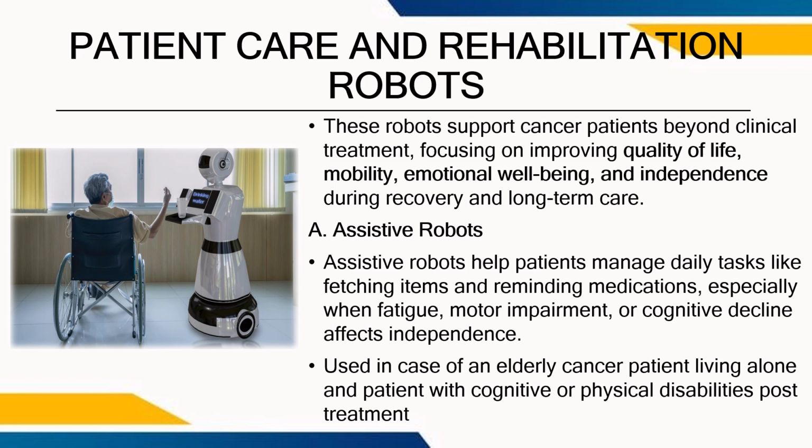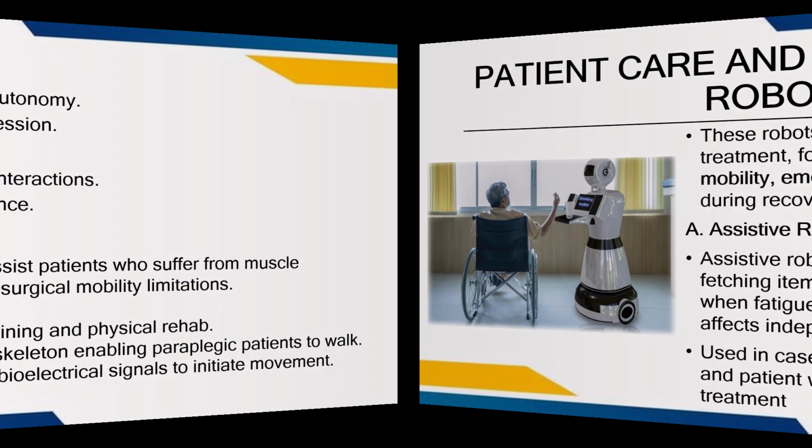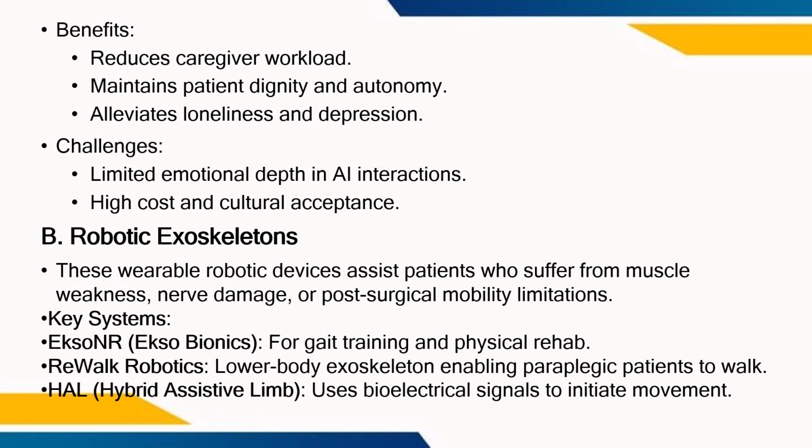So the first one here is assistive robots. Assistive robots help patients manage daily tasks like fetching items and reminding medications, especially when fatigue, motor impairment, or cognitive decline affects independence. Used in the case of an elderly cancer patient living alone and patients with cognitive or physical disabilities post-treatment. Benefits: reduces caregiver workload, maintains patient dignity and autonomy, alleviates loneliness and depression. Challenges: limited emotional depth in AI interaction, high cost, and cultural acceptance.